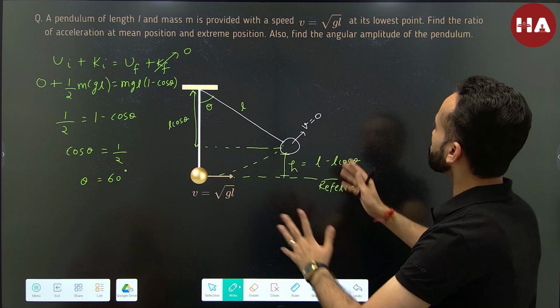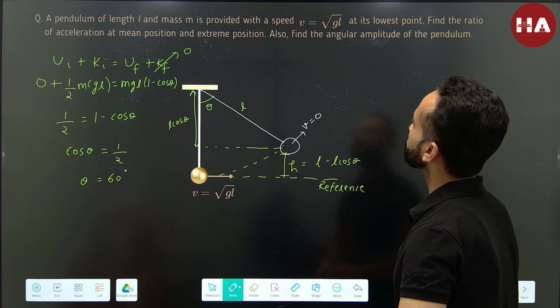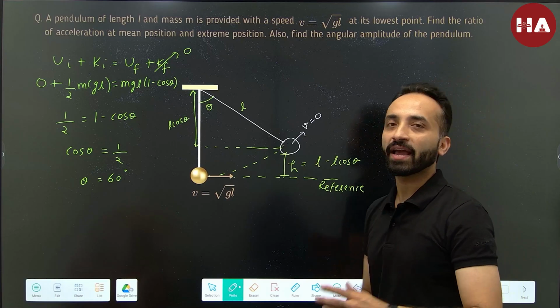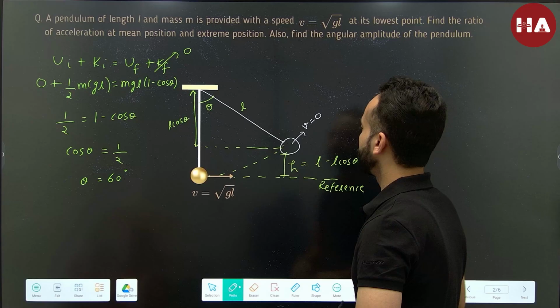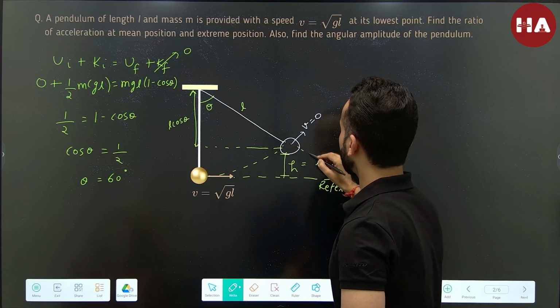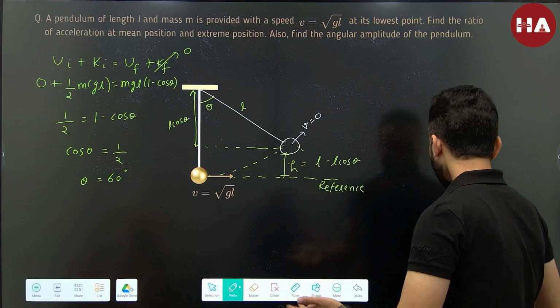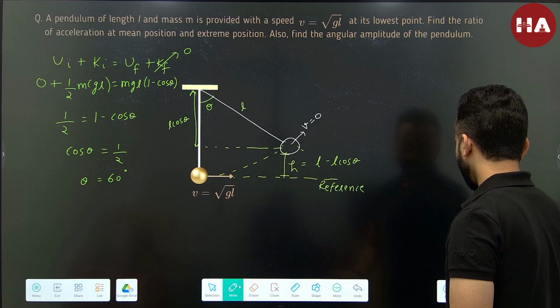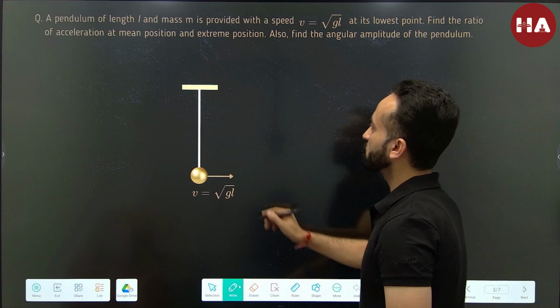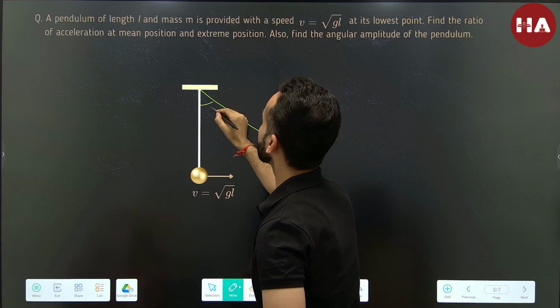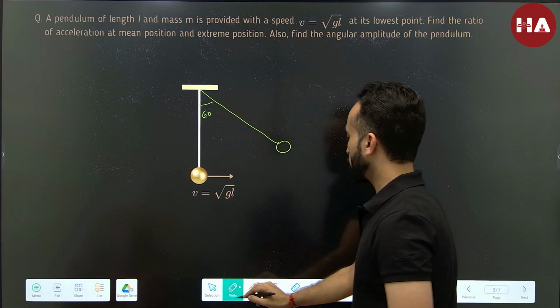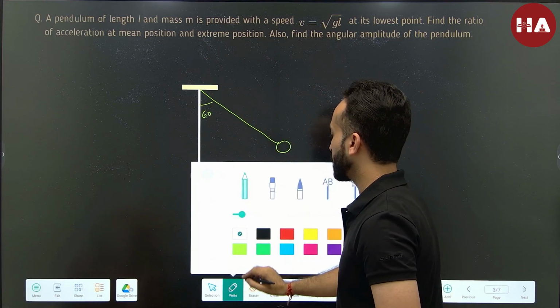Now, the first part is done. What is the next part? Next part, we have to find the ratio of acceleration at the mean position and at the extreme position. So let's quickly draw the free body diagram. Let's do one thing, I will draw it again. Okay, so I have this diagram here again. Since we know now this angle is 60 degrees, I am going to draw the free body diagram.